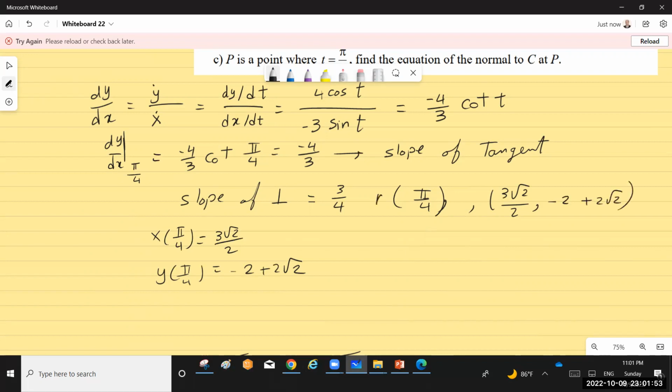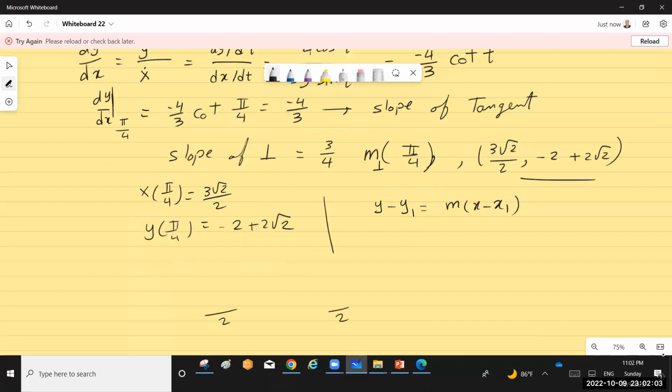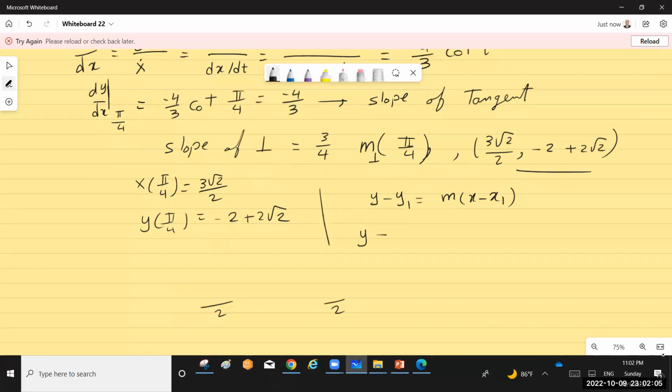Now I have the slope m of the normal, and a point that lies on it. By using the formula y minus y1 equals m times x minus x1, you can find the equation of the normal by writing y plus 2 minus 2 radical 2 is equal to the slope, which is 3 over 4, times x minus 3 radical 2 over 2.